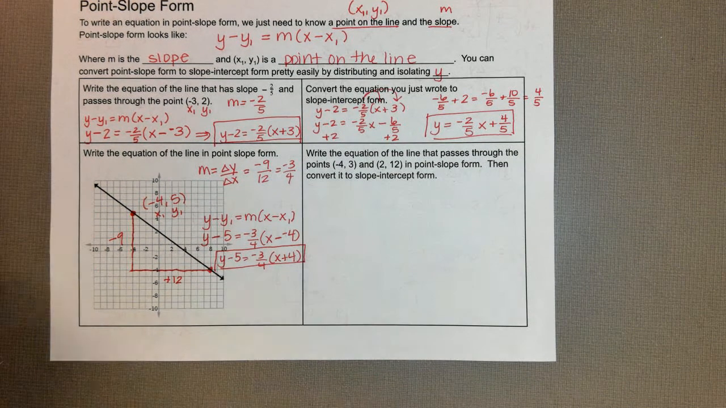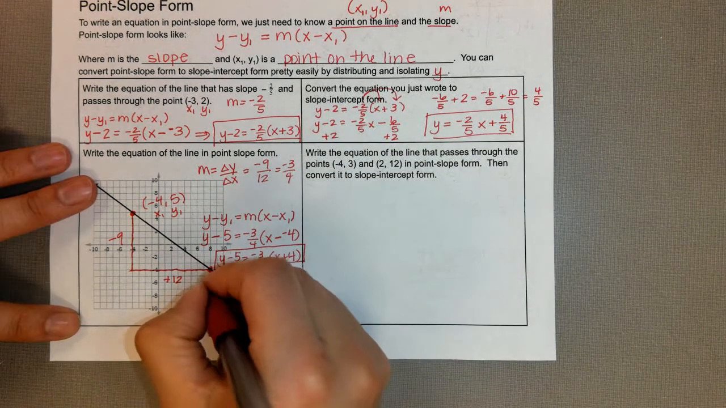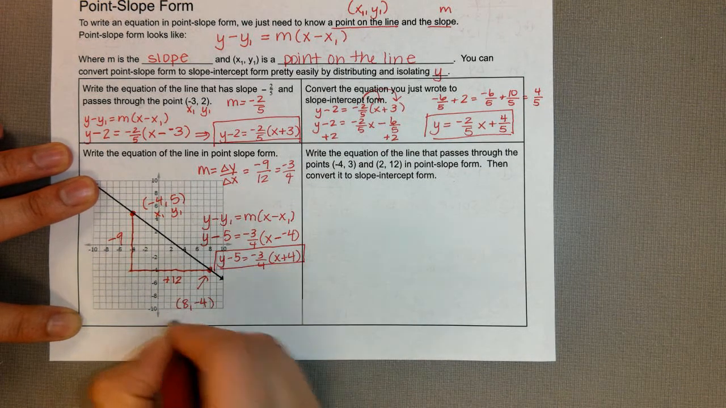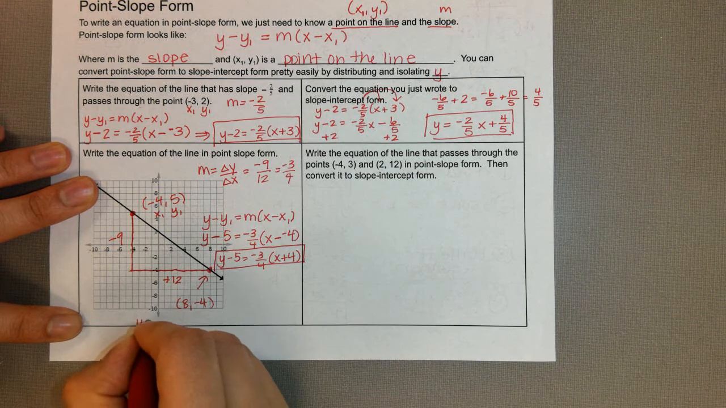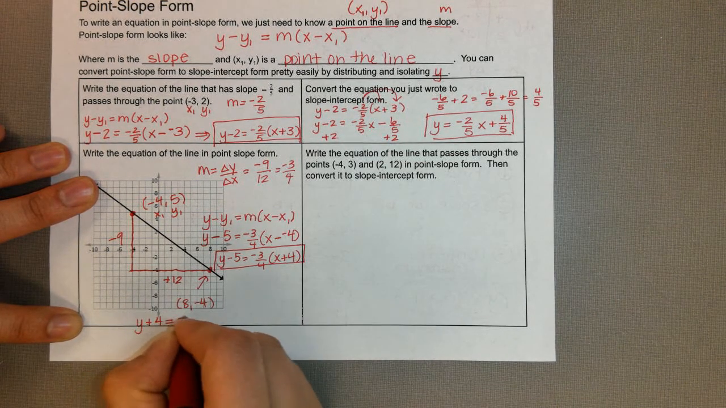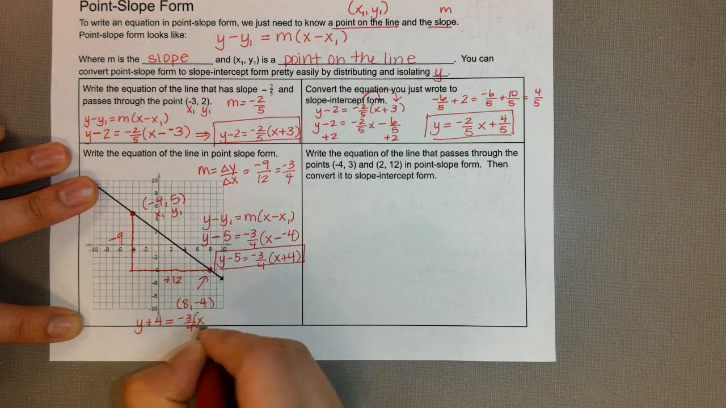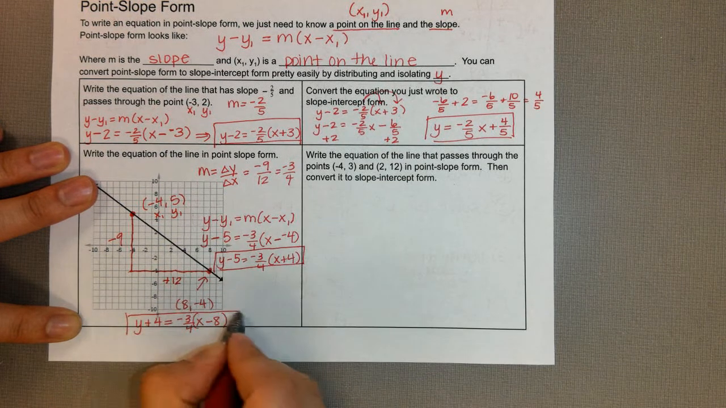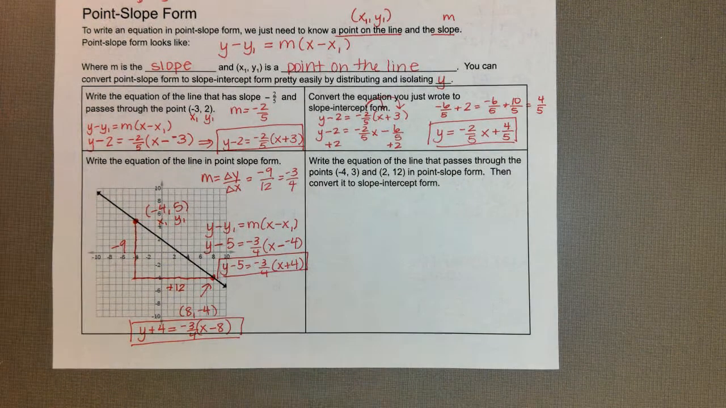I could also have used my other point to do this. And if I had used this other point, this is the point 8, negative 4, just to see, it would be y plus 4, because y minus negative 4, y plus 4, equals negative 3 over 4 x minus 8. That's another form that you could use. You could use any of these. You could use a different point if you wanted to, and it would still be the same thing.